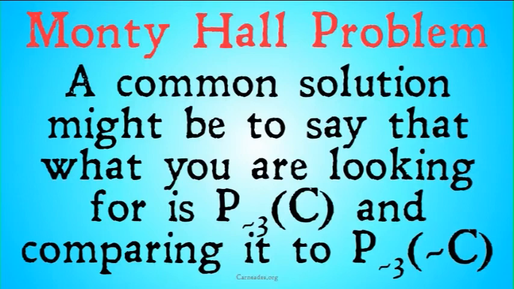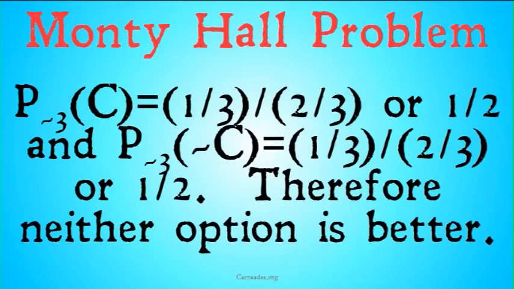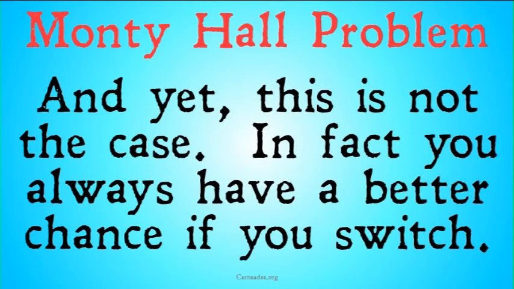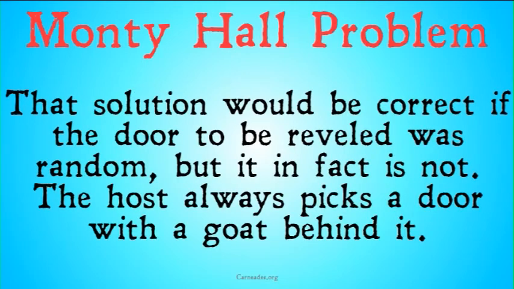A common solution might be to say that what you're looking for is the probability of C given not 3, and comparing it to the probability of not C given not 3. However, this is not going to work. What we'll get by doing that method is 1/3 over 2/3, or 1/2, for each of our probabilities. Therefore, we'll conclude that neither option is better. You're just as good switching as you are staying with the door. And yet, this is not the case. In fact, you always will have a better chance if you switch doors.